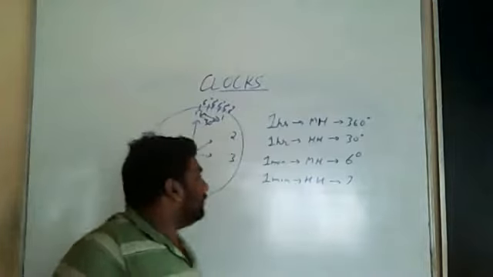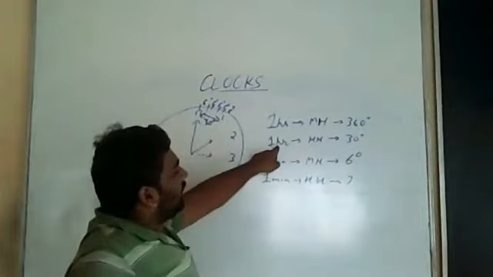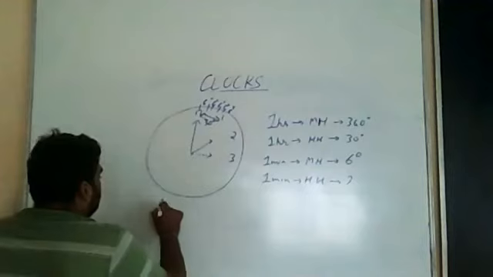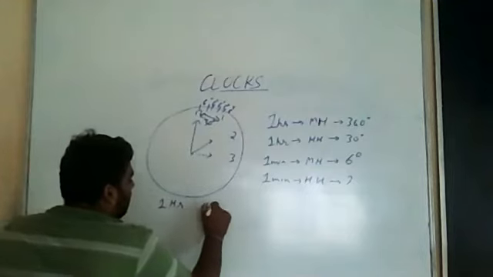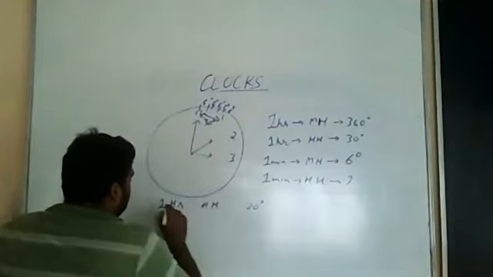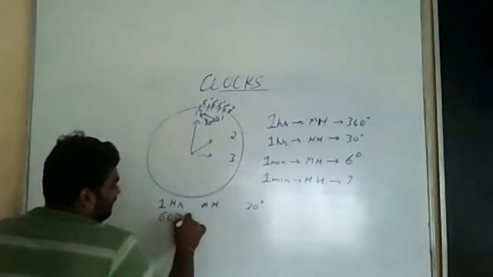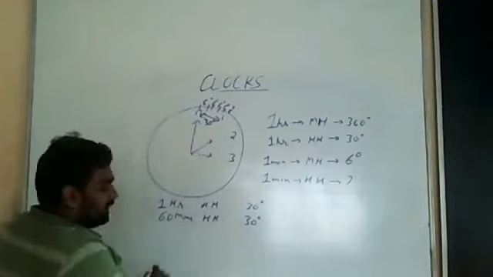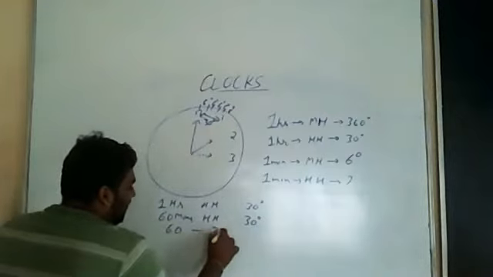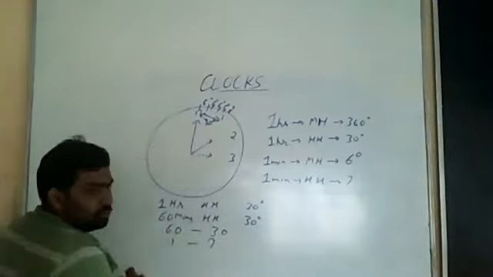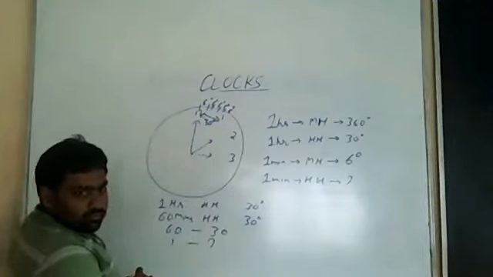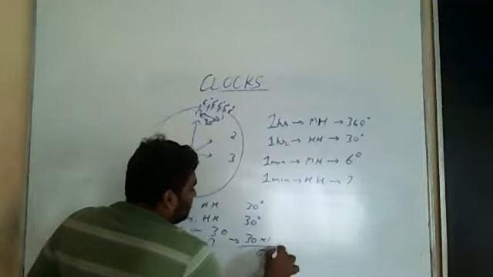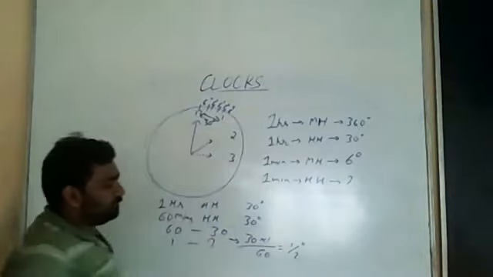How many? Calculate. In 1 hour, our hand is going to go 30 degrees. 1 hour is nothing but 60 minutes. So in 60 minutes, our hand is going to go 30 degrees. Then in 1 minute, that will give me 30 into 1 by 60, which is half of it.